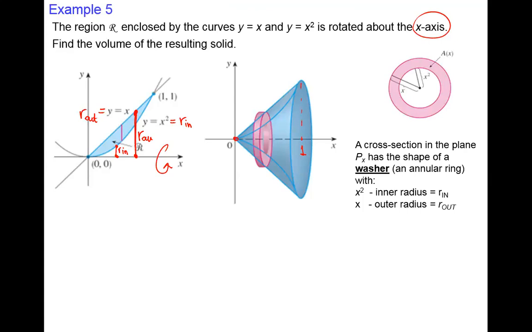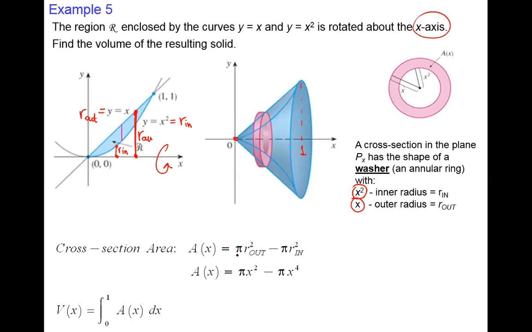The cone looks kind of like the absolute value the other way, because it's the straight line. On this slide, it's important to know the value of the inner radius. The inner radius is just the y value for the parabola, which is x squared. The outer radius, because the line is outside, is the y value for the line, which is y equal to x.